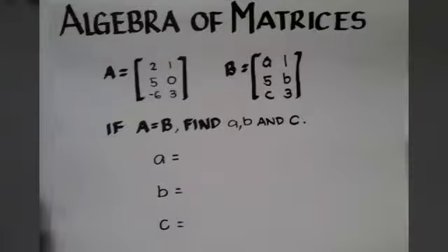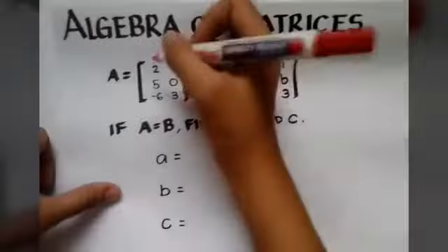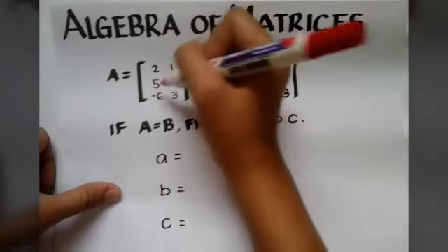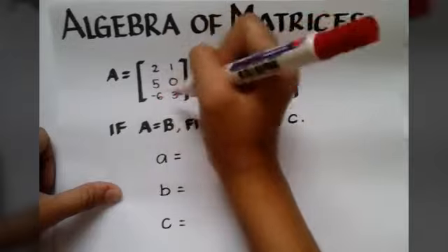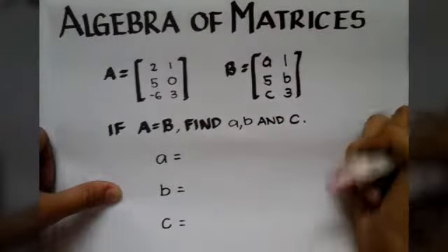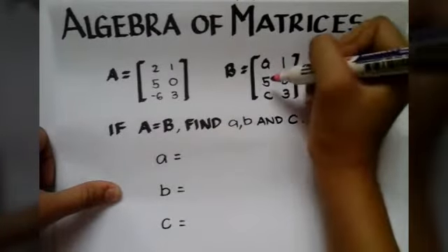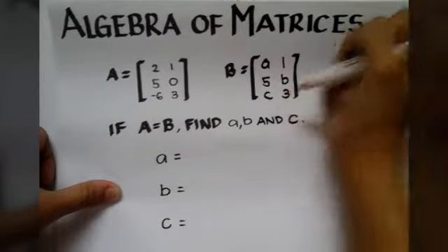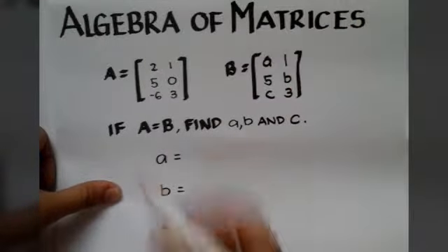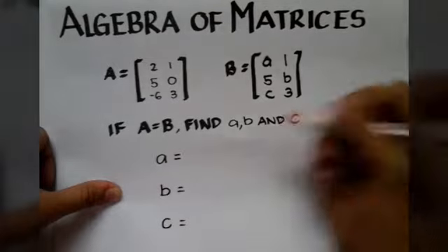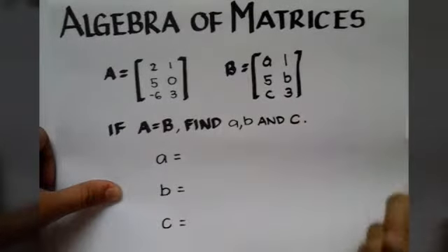Algebra of matrices. Here, we are given two matrices, the matrix A and B, wherein A is equal to 2, 1, 5, 0, negative 6, and 3. And B is equal to a, 1, 5, b, c, 3. And it states that if A is equal to B, find a, b, and c.